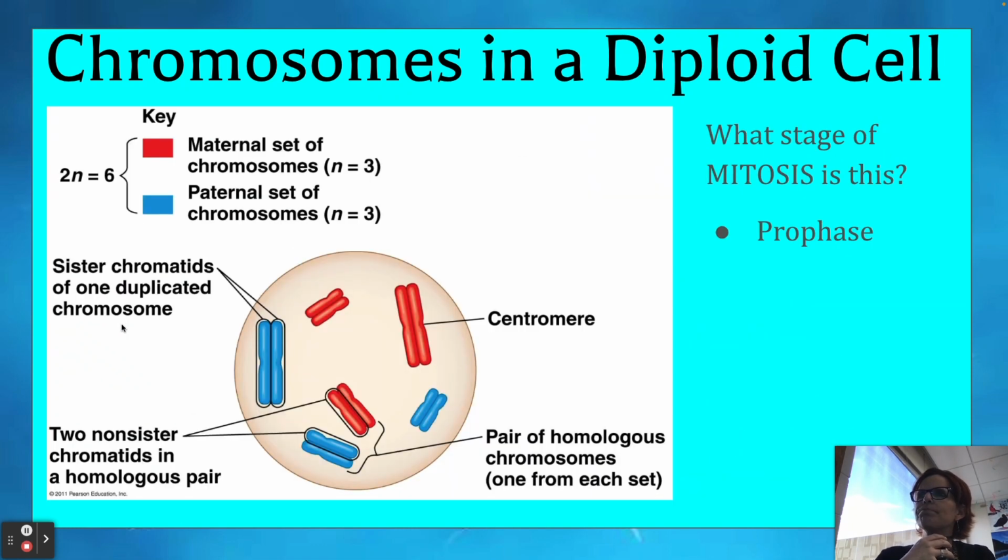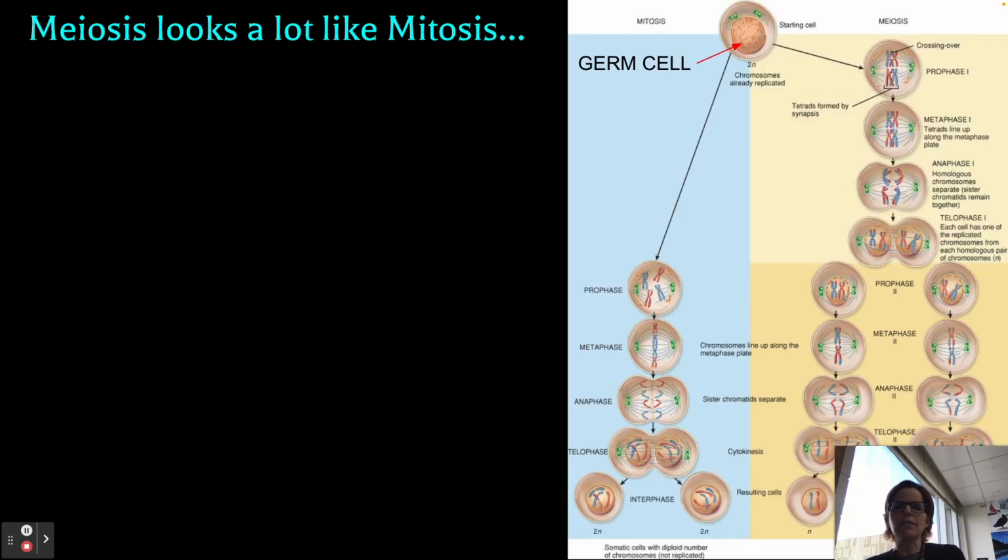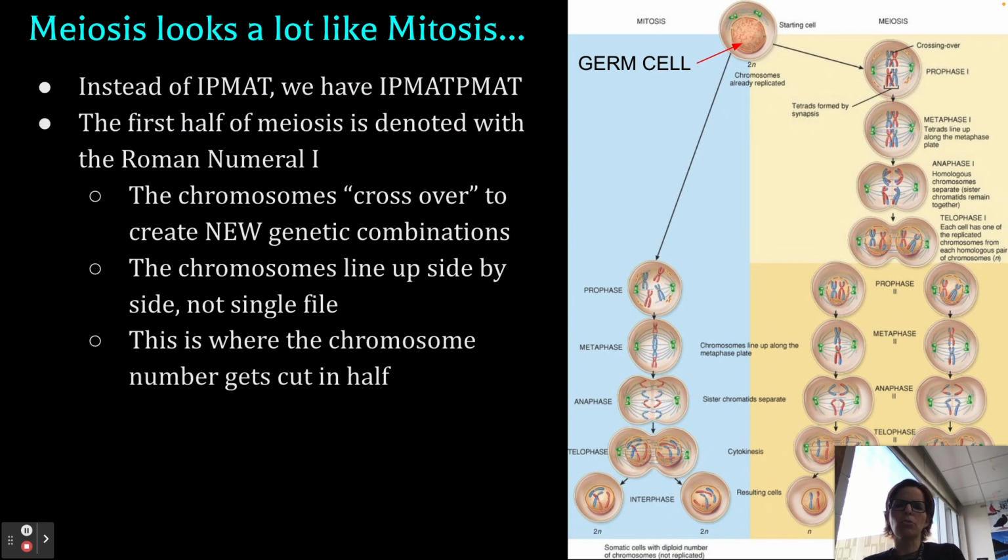Okay, so what stage of mitosis are we looking at? That is prophase, because we know that it's got the full set of DNA and they're all bivalent. They all have sister chromatids, so we know that that's prophase. Meiosis and mitosis look a lot alike. So over on the right side, the blue area is what mitosis is. It's fewer steps. And then the yellow side is meiosis.